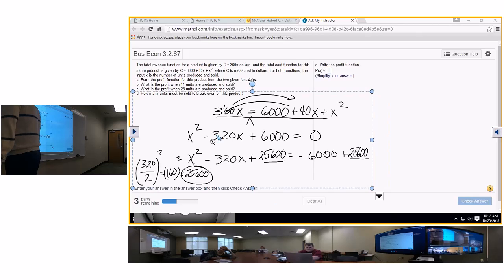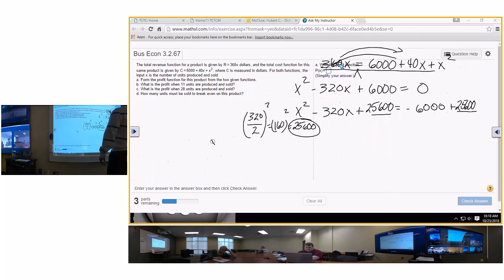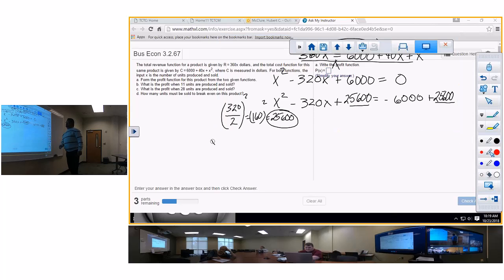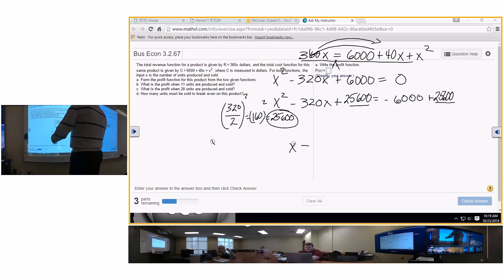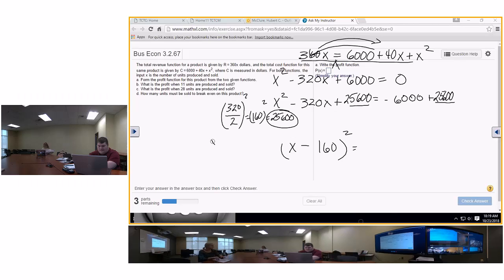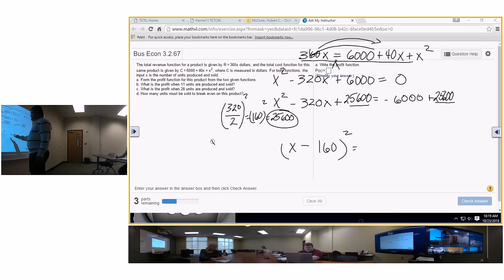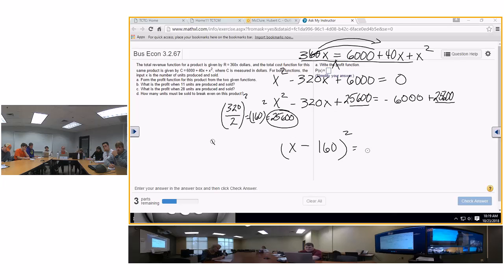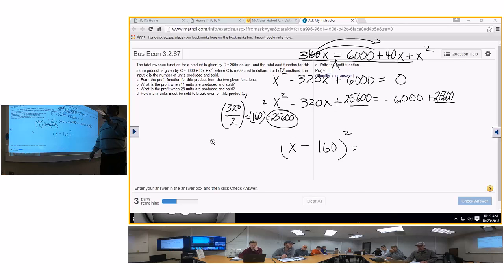All right, so let's take this and move this over here. There we go. All right, now what? Shortcut number 2. That's going to give us x minus 160, quantity squared, is equal to negative 6,000 plus 25,600. Somebody check me. What is it? I'm bad at subtraction. 19,600. Okay, I appreciate you interacting, but it's breaking up. Can you do it one more time?